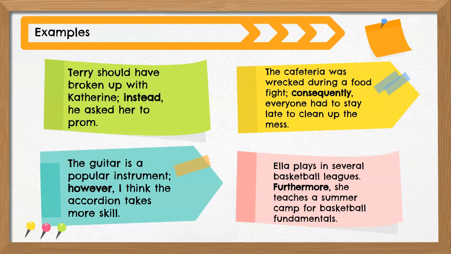Let's look at some examples. The bolded words are conjunctive adverbs. We'll talk about each sentence on the next slide. Terry should have broken up with Catherine. Instead, he asked her to prom. The cafeteria was wrecked during a food fight. Consequently, everyone had to stay late to clean up the mess.